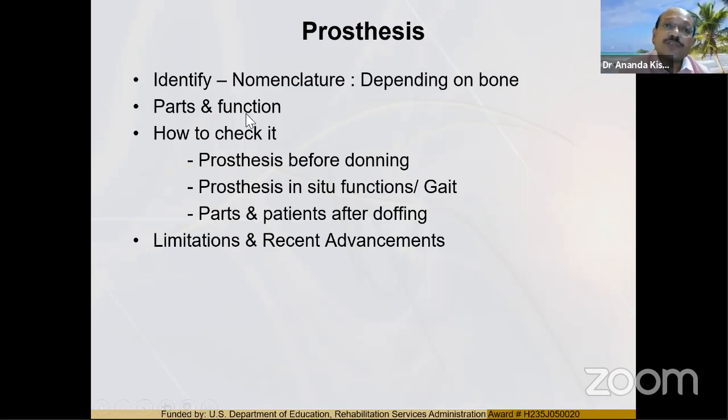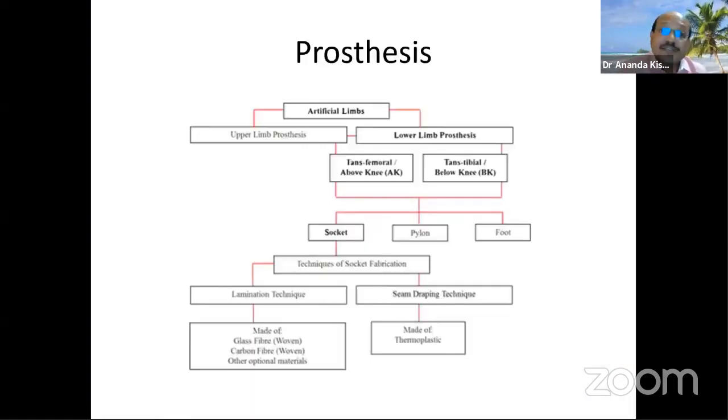We have to identify the prosthesis and its nomenclature, which depends on the bone. If a below knee amputation is done, it is a transtibial prosthesis. If an above knee amputation is done, that is a transfemoral prosthesis. Now we have to know the parts and function, and how to check it. There are three components. The prosthesis should be checked before donning. It should be checked in situ, that is, how the patient stands, sits and walks. We have to see the gait. And just after doffing, we have to see whether the part of the patient where it is attached is healthy or not, and the limitations and recent advances.